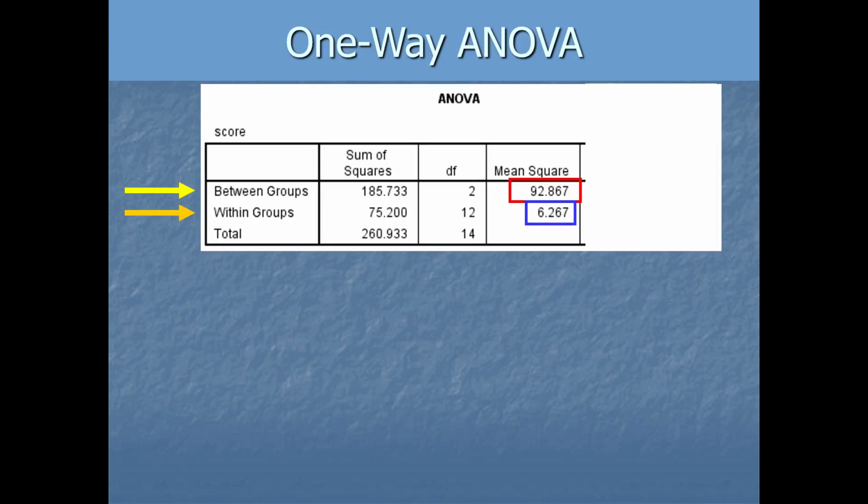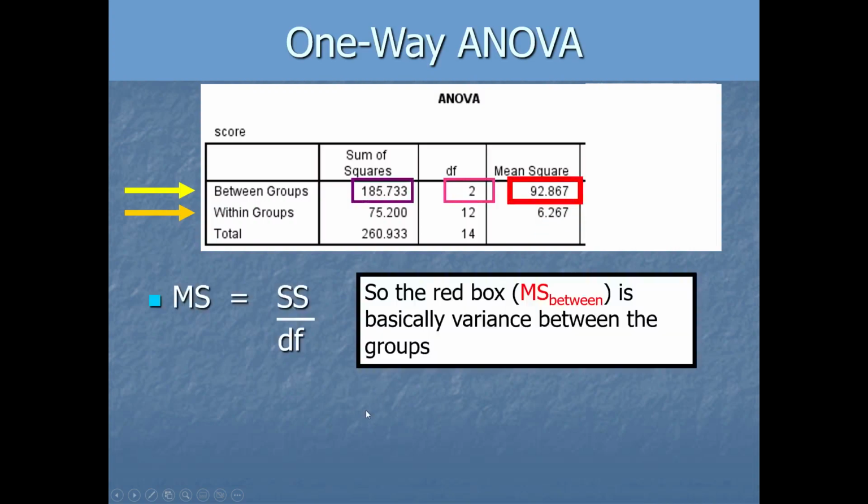And indeed, that is how we get to the red and blue values. We calculate a sum of squared deviations between our groups and divide that by the DF, the degrees of freedom. So for example, 185.7 divided by 2 gives you 92.8. So the red box, the mean squares between our groups, the variance between our groups, it's just the top of the F value we wanted. It's the mean, or the average squared deviation, between the groups.